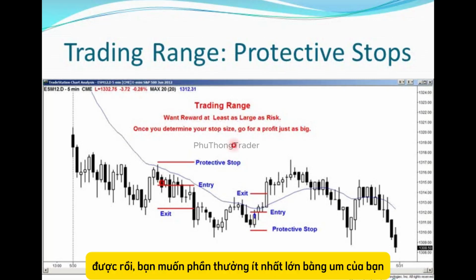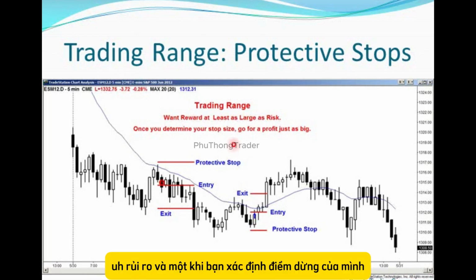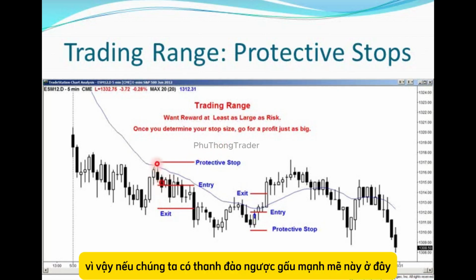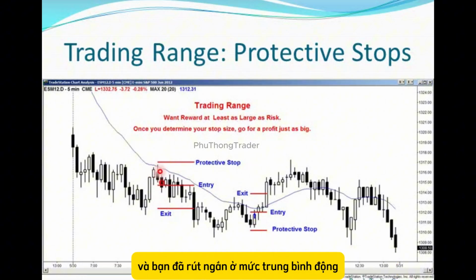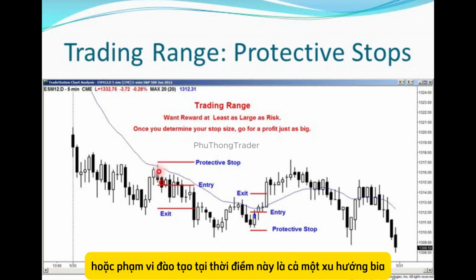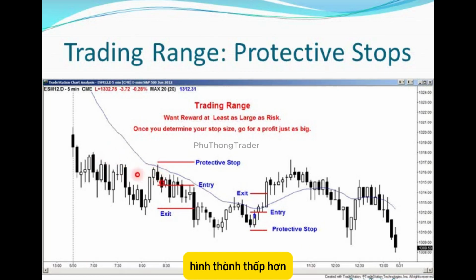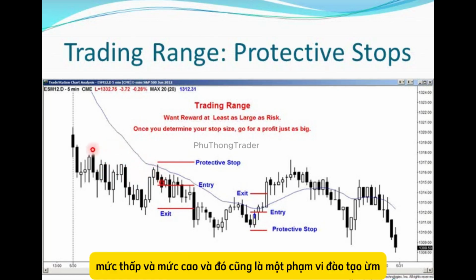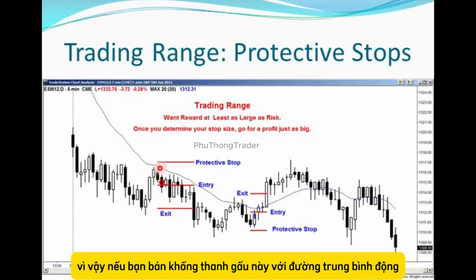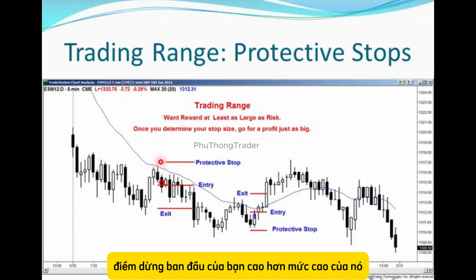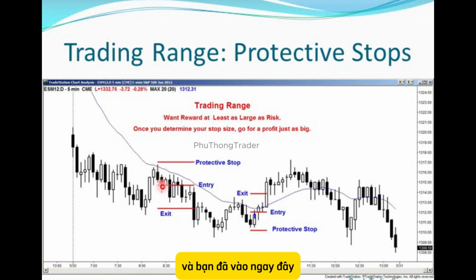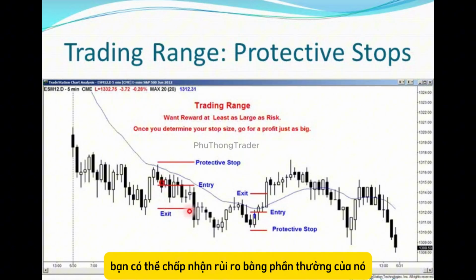You want the reward at least as big as your risk, and once you determine your stop, you make sure to go for a reward equal to your stop. So if we have this strong bear reversal bar here, and you shorted at the moving average in this bear trend or trading range, at the moment it's both a bear trend forming lower lows and highs, and it's also a trading range. So if you shorted this bear bar at the moving average, your initial stop is above its high, and you entered right here, you could go for a risk equal to its reward.